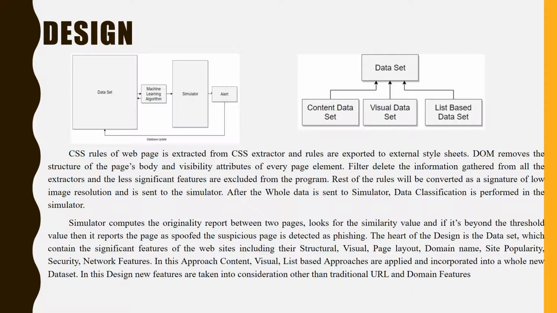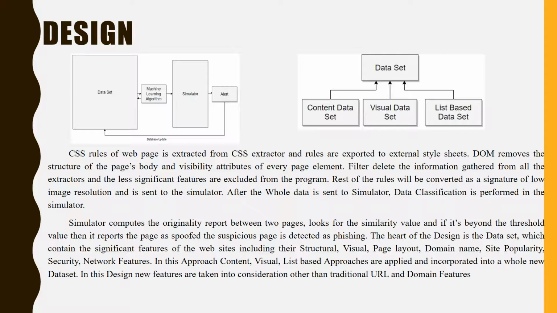Simulator compares the originality report between two pages, looks for the similarity value. If it's beyond the threshold value, it reports it as a fake page. But the heart of the entire design is the dataset. And the dataset here contains three important parts: one is content dataset, visual dataset, and list-based dataset.